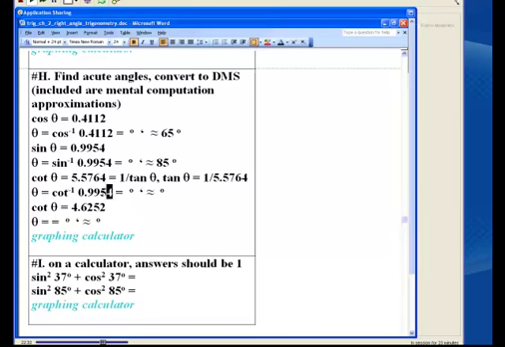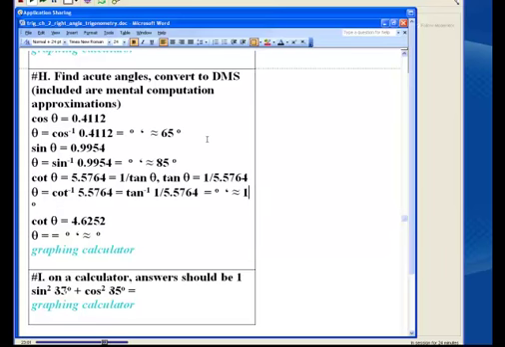Inverse cotangent of 5.5764, which is then going to be the inverse tangent of 1 over 5.5764. My estimate here, this is roughly 0.2, the inverse tangent of 0.2. That's really small, really a wild guess, 10 degrees.